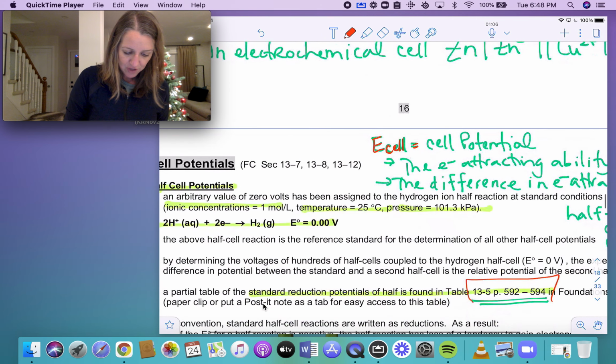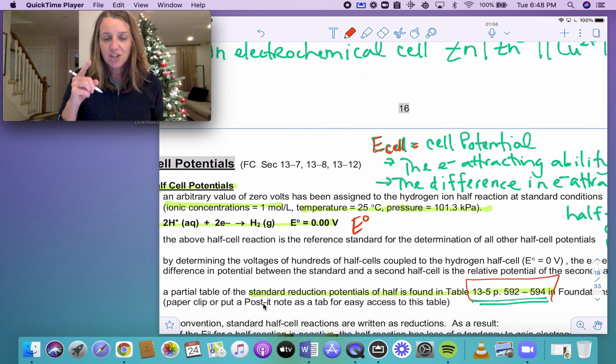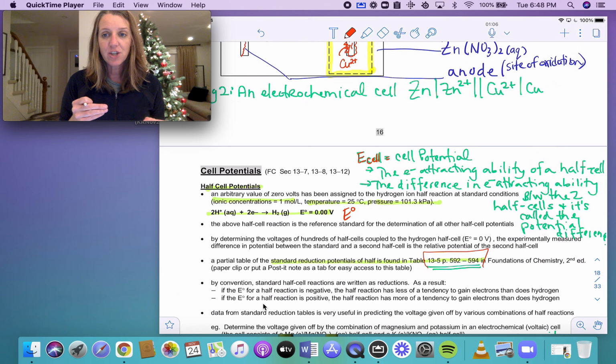Here's another way of showing that. E with a little zero at the top, that's called a naught. E to the naught, that also means cell potential. It is the electron attracting ability of a half cell. So the difference in this electron attracting ability between the two half cells is called the potential of the entire cell itself. It's not as tricky as maybe it sounds, so let's work our way through this.